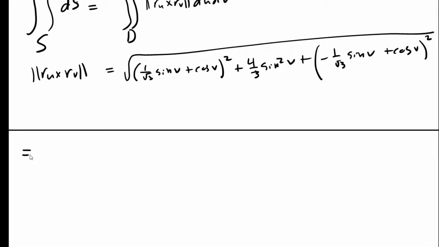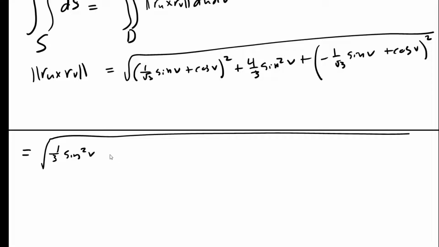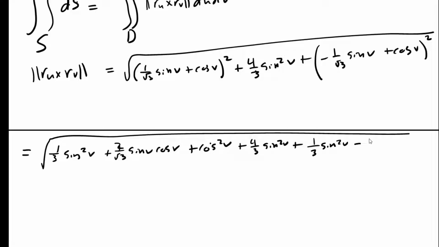There we go. Okay, so to simplify, this becomes the square root of 1 over 3 sine squared v plus 2 over root 3 sine v cosine v plus cosine squared v, plus, we still have this, 4 over 3 sine squared v plus, now we have, okay, so this is still going to be 1 over 3 sine squared v, but now we have minus 2 over root 3 sine v cosine v plus cosine squared v.